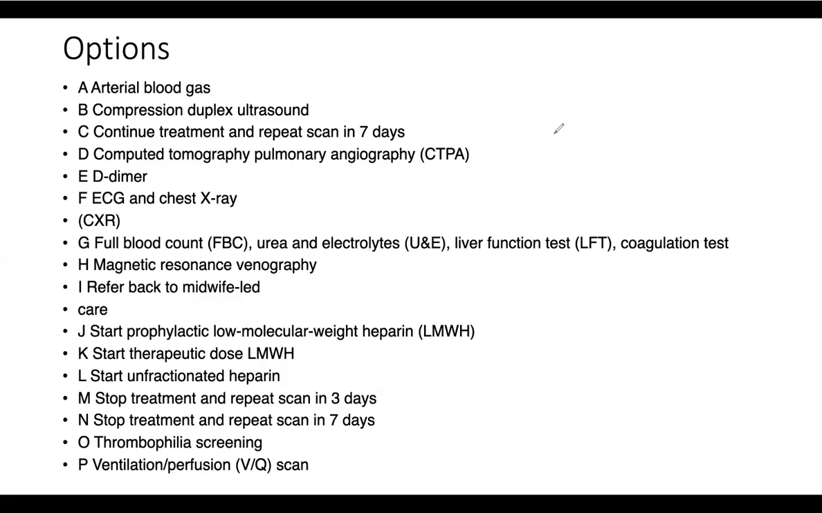Good. For the safety of starting the low molecular weight heparin, you have to check the biochemistry. You have to check the full blood count. This is the step before even the low molecular weight heparin. Urea and electrolytes, liver function test, and coagulation test, right?